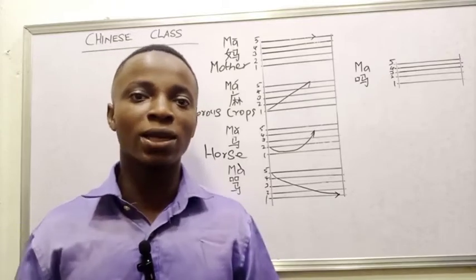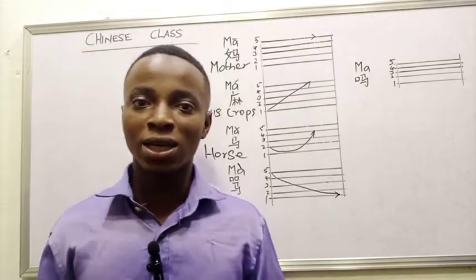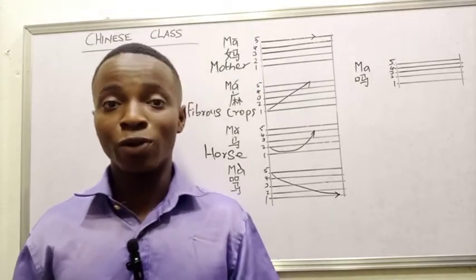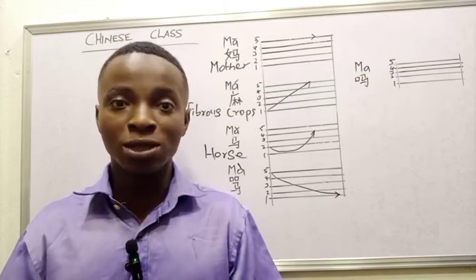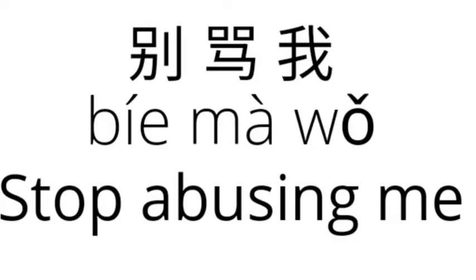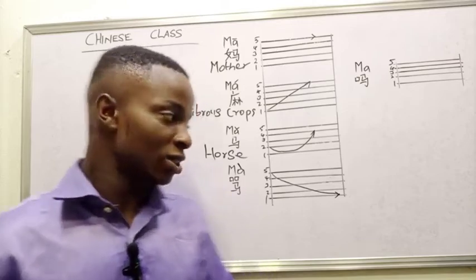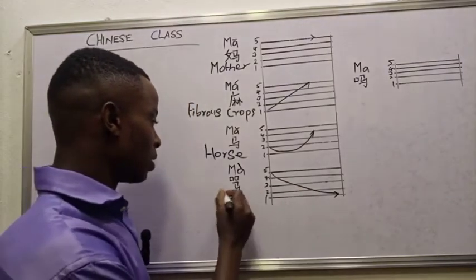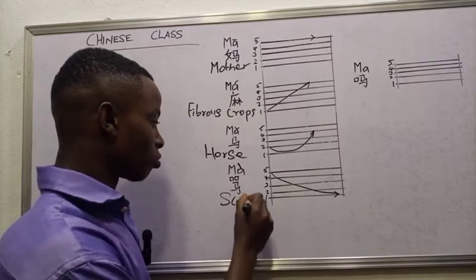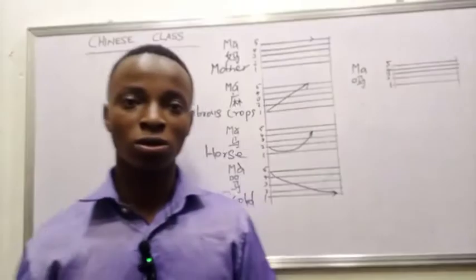So let's make a little sentence. If someone is abusing you and you want to tell that person, stop abusing me, you can say, 别骂我, stop abusing me or stop scolding me. So that's what it means. Let's write it down. Ma means to scold or to abuse.